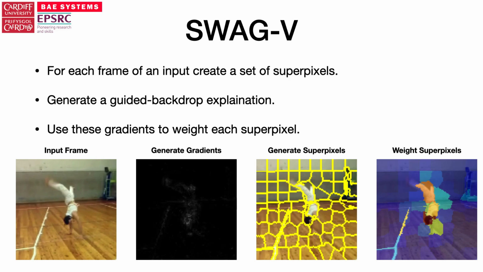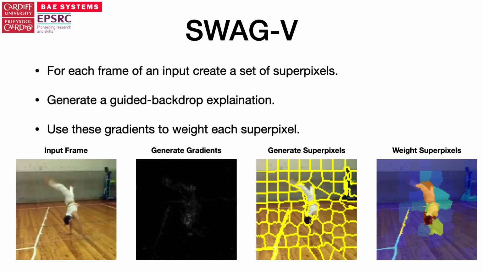We take a multi-frame input video and create a set of superpixels which incorporate a region of the video both spatially and temporally. We then generate a gradient explanation and use these values to weight each superpixel. Through experimentation, we found that using guided backpropagation as the gradient explanation method gave the most accurate SWAG-V explanations. An example frame from our approach is shown at the bottom.